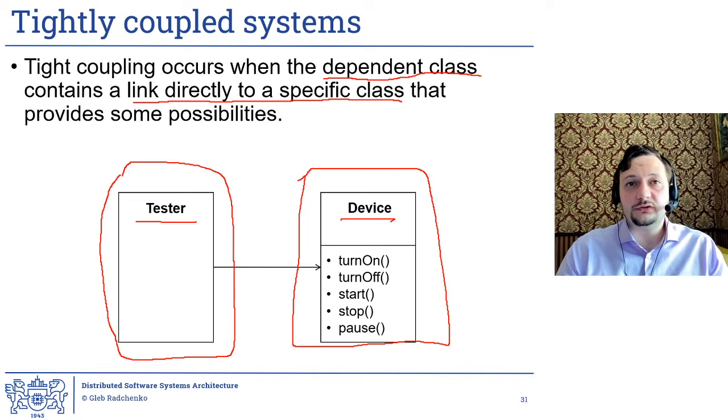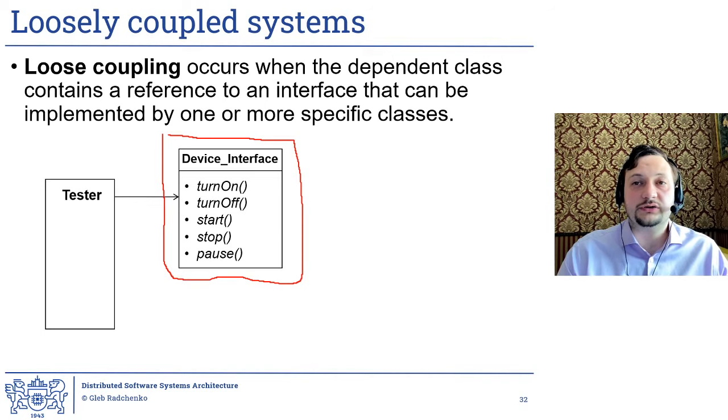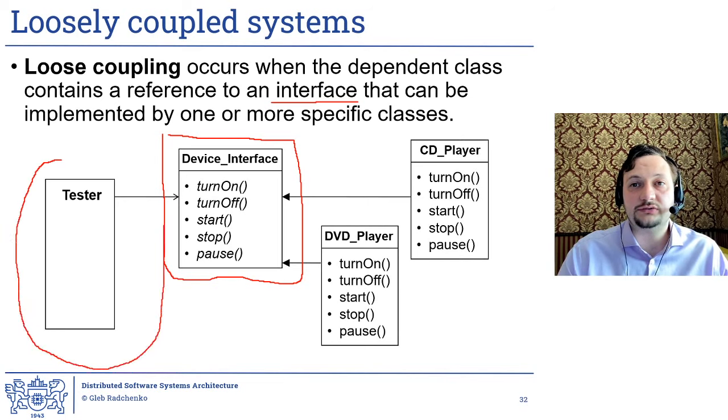But if you would like to create a tester for different types of devices, then you should not link this tester class to device 1, device 2, device 3, device 4. The better way to organize this connection is to create a device interface. And loose coupling occurs when the dependent class contains a reference to an interface that can be implemented by one or more specific classes. So now the tester class knows information only about the interface, not about the implementation.